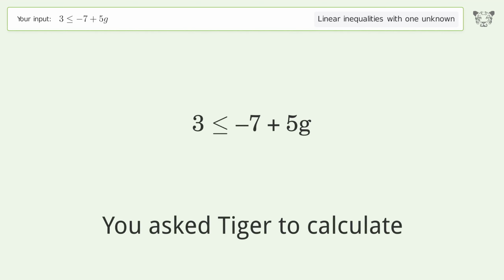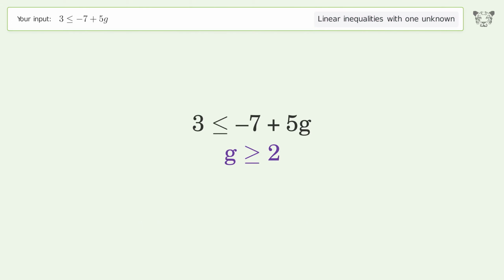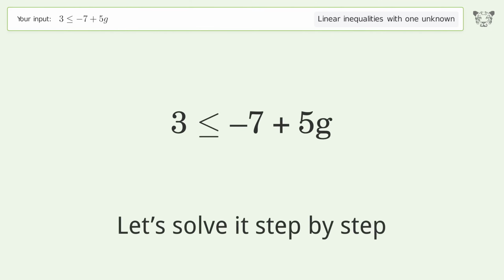You ask Tiger to calculate. This deals with linear inequalities with one unknown. The final result is g equal or greater than 2. Let's solve it step by step.